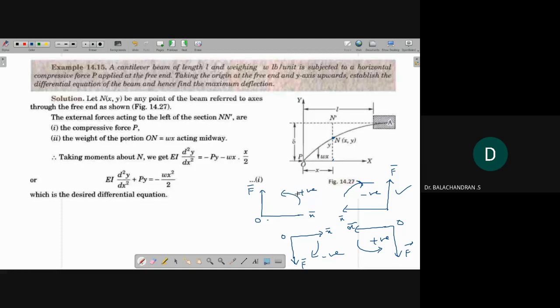So that is the reason I put the negative sign here. And then for the weight of the portion OX, why is it a negative sign? Actually omega x into x by 2, because of the midpoint, that's why it is multiplied by x by 2. Why is it a negative sign here? Second diagram or fourth diagram?